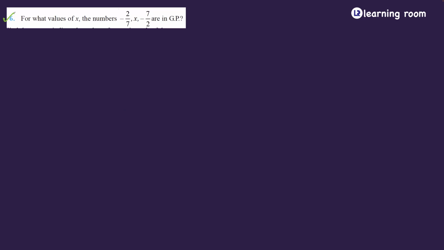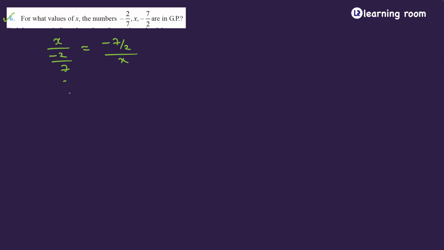So sixth problem is, for what values of x the numbers minus 2 by 7, x and minus 7 by 2 are in geometric progression? So if the numbers are supposed to be in geometric progression, the ratio of the subsequent numbers should be the same. Meaning, x divided by minus 2 by 7 is supposed to be equal to minus 7 by 2 divided by x. Am I right?